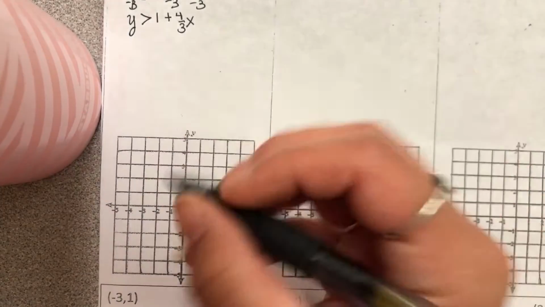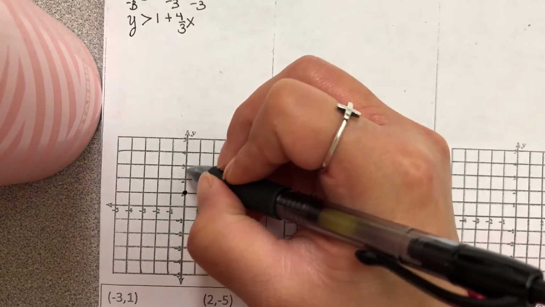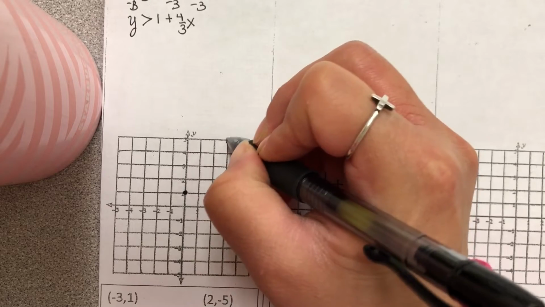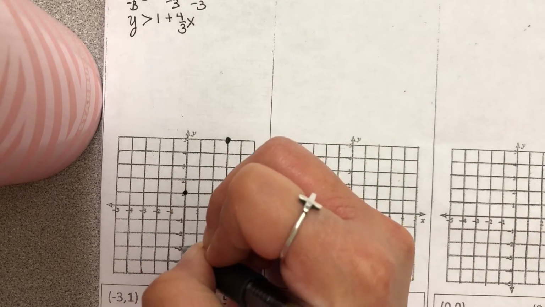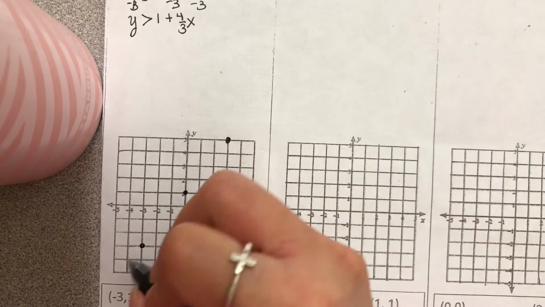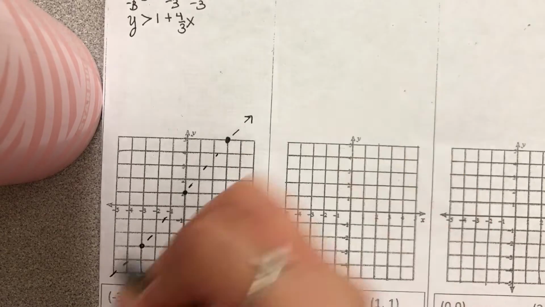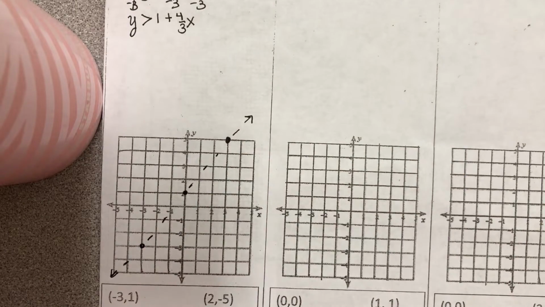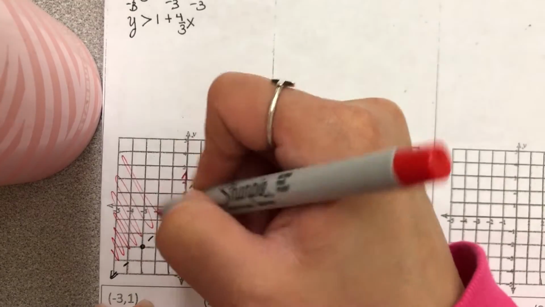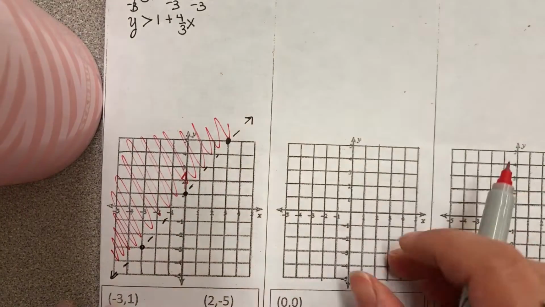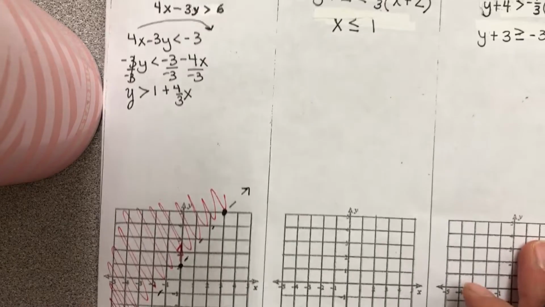My y-intercept was the 1, and my slope was 4/3. 1, 2, 3, 4 up, 1, 2, 3 to the right. Or 1, 2, 3, 4 down, and 3 to the left. Dashed line, and shade it up. Okay. Let me go back, and let me change the other one.